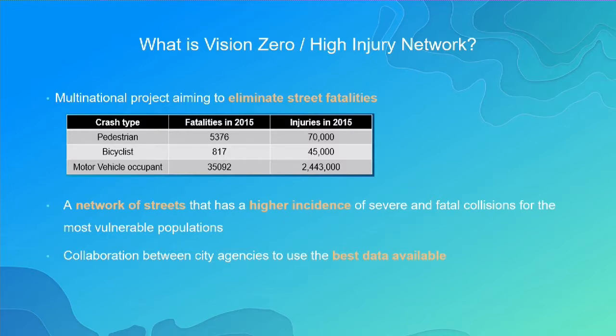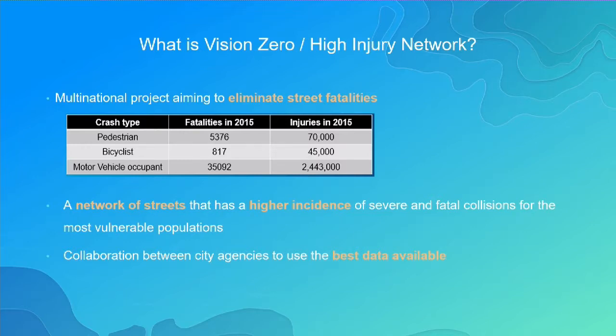We all know that one could be a part of a street accident as a pedestrian, bicyclist, or occupant of a motor vehicle. But I'm sure we didn't know how high the numbers of fatalities and injuries were in 2015. And this is only the United States. Global numbers could increase by a whole other magnitude.